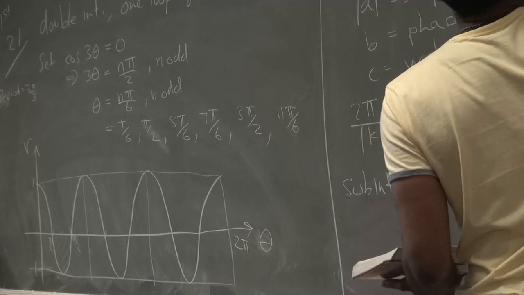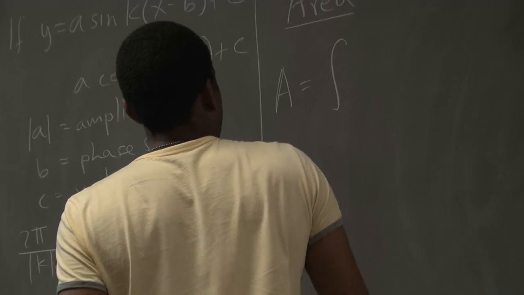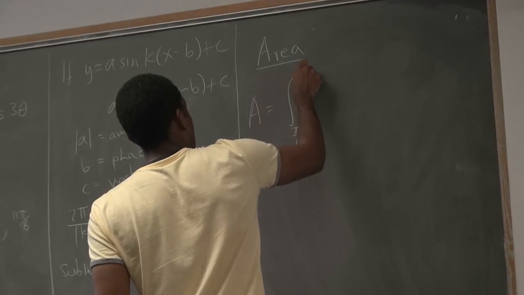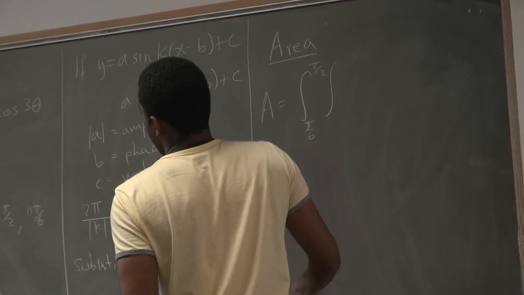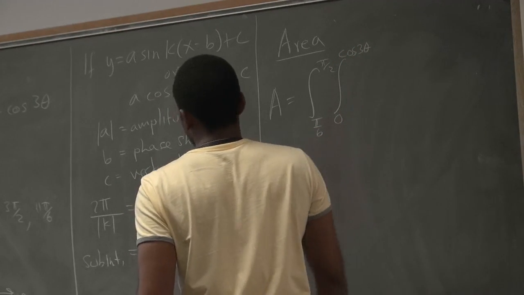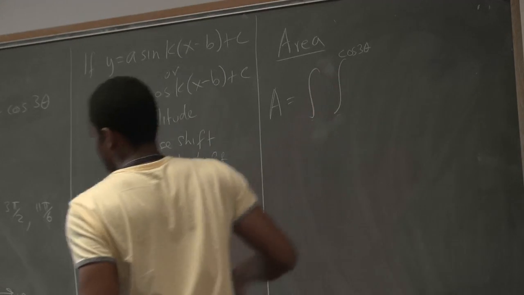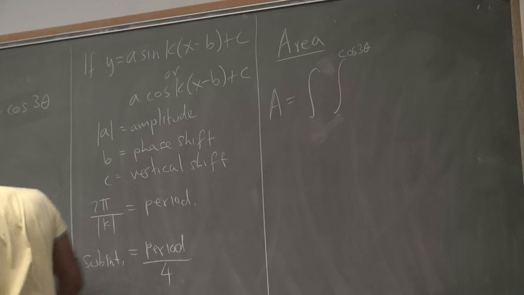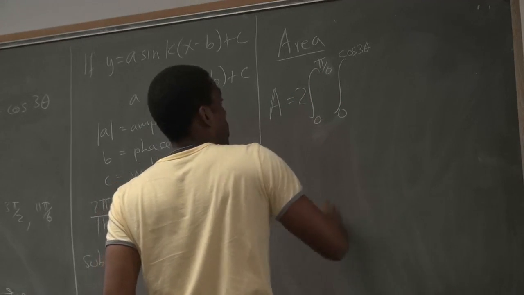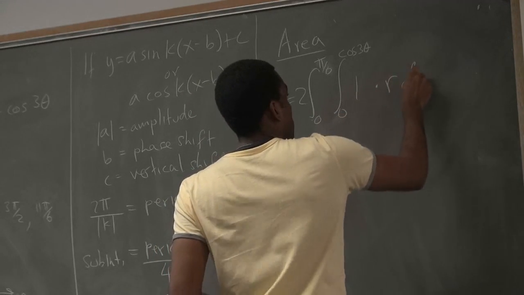So the area, I can do theta going from pi over 6 to pi over 2. R is going from 0 to cosine 3 theta. Or I can even do the first one and double it, because that would be nice. Notice that here I have a half loop from 0 to pi over 6. So I can do 0 to pi over 6, double the answer, and then I integrate the function 1 times r d theta.